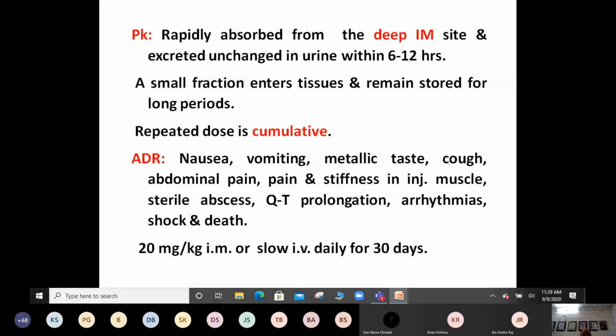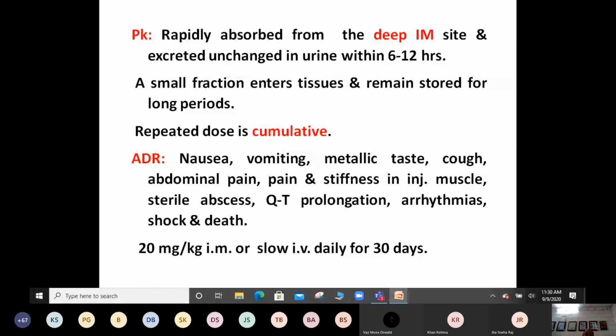And sometimes it can cause sterile abscess. Even though you have taken a lot of aseptic precautions, the area is affected. Since it is irritant, it causes abscess. This abscess is sterile, it is not infected. So it can cause sterile abscess. In that case, you have to drain that by incision and drainage.